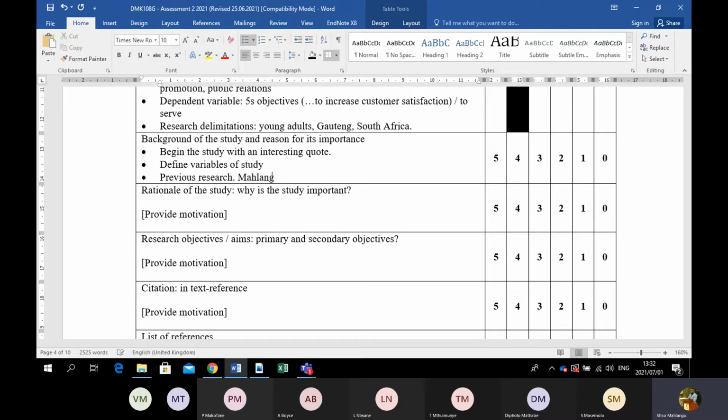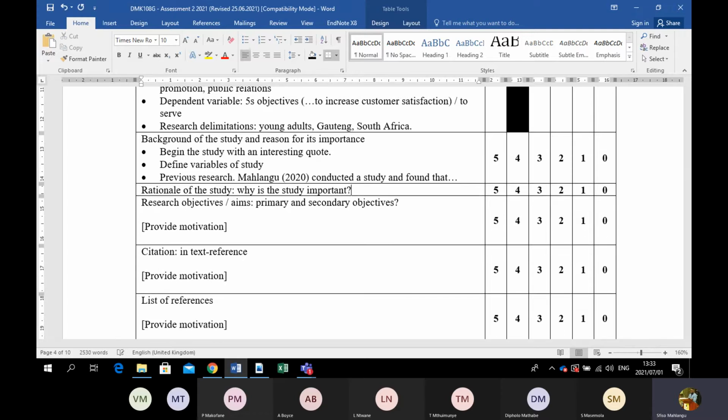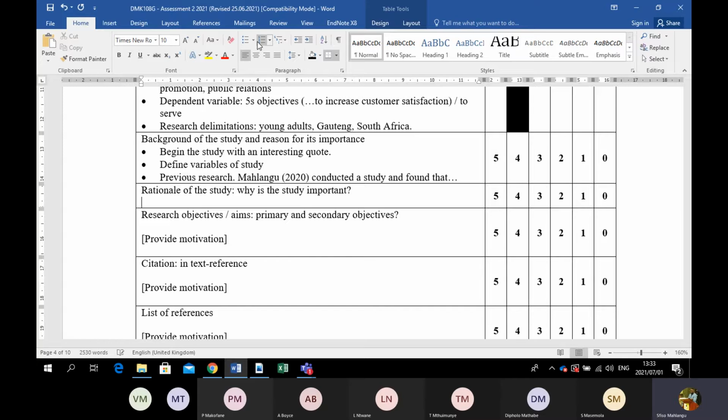let's say Mahlangu. And remember, you must be able to reference as well. Let's say I published an article last year, maybe Mahlangu 2020 conducted a study and found that, so it will be a sentence similar to this one. So previous research regarding satisfaction and so on. There is more. I'm only gonna share these three with you. The rest you're gonna have to read and find yourself.